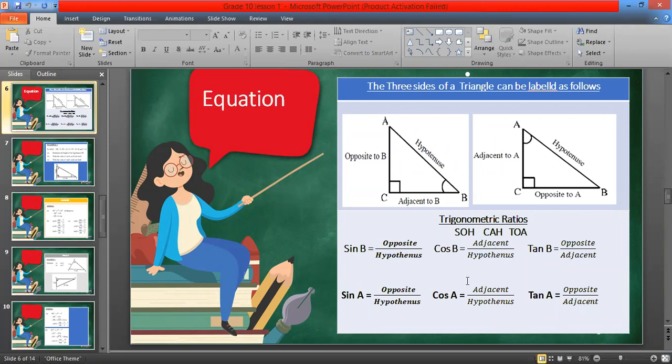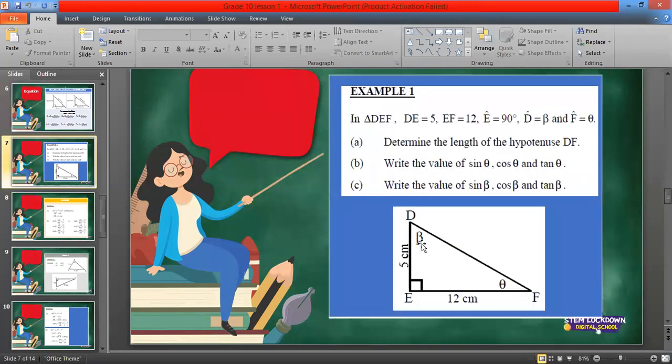From there, we go to the next slide. For example, in triangle DEF, DE is 5 and EF is 12. Angle E, this symbol stands for angle, so angle E equals 90 degrees. Angle D equals beta, and angle F equals theta.